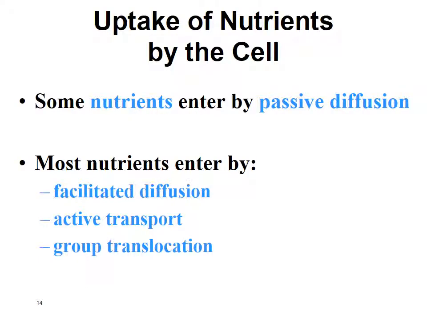The first step in nutrient use by microorganisms is uptake of the nutrients by the microbial cell. Microbes often live in nutrient-poor environments, so they must be able to transport from dilute solutions into the cell against a concentration gradient. So microorganisms make use of several different transport mechanisms. The most important of these are facilitated diffusion, active transport, and group translocation.